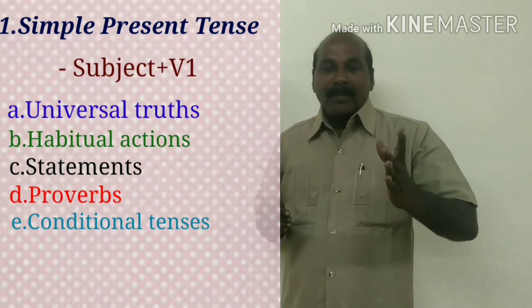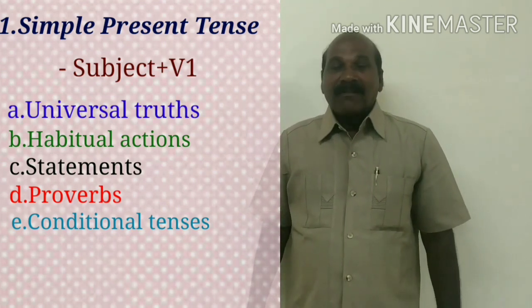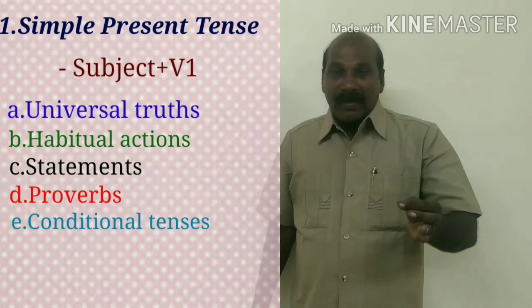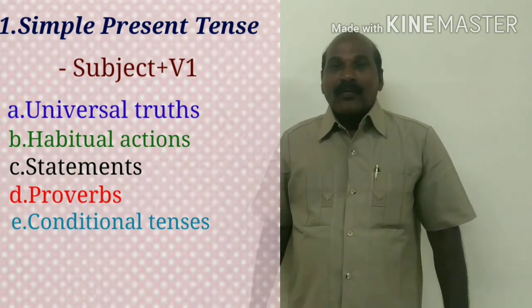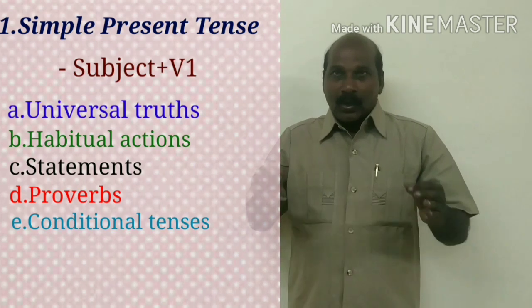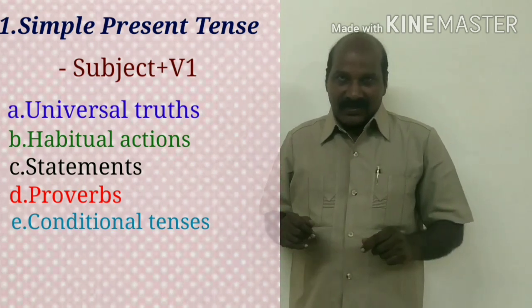Now coming to habitual actions. Roja usually sits in the front row. He always comes late. The buses run frequently on this route. These are some of the examples for habitual actions.